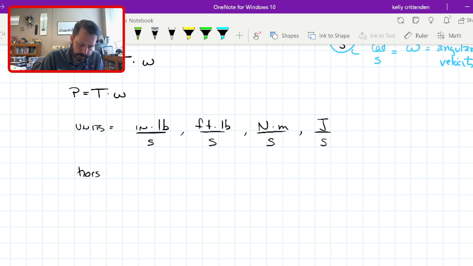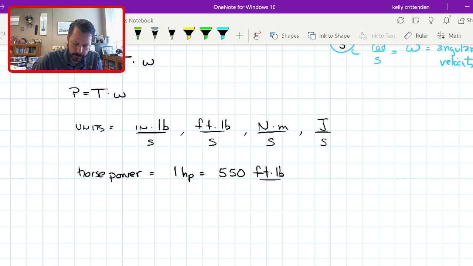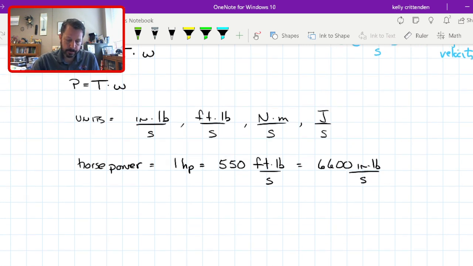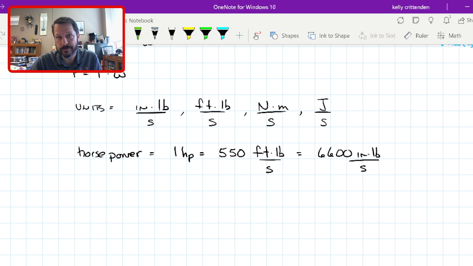So we do have to talk about what horsepower equals. So 1 horsepower equals 550 foot-pounds per second, which equals 6,600 inch-pounds per second. So you just have to remember those conversion factors. Eventually you'll have to use them to convert between what the equation actually generates, inch-pounds per second or whatever, and foot-pounds per second, with 550 foot-pounds per second being a horsepower.